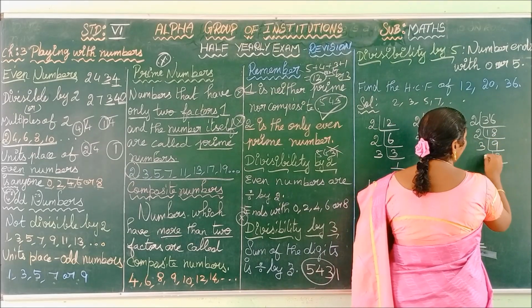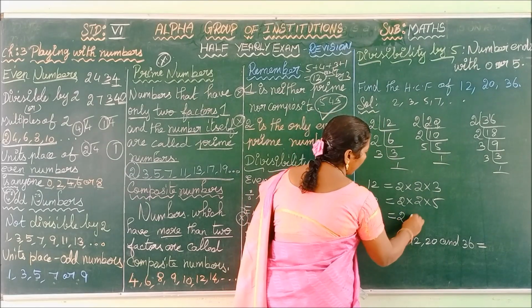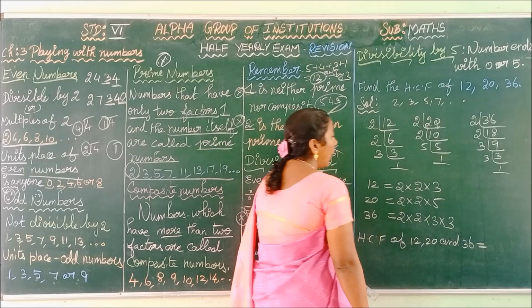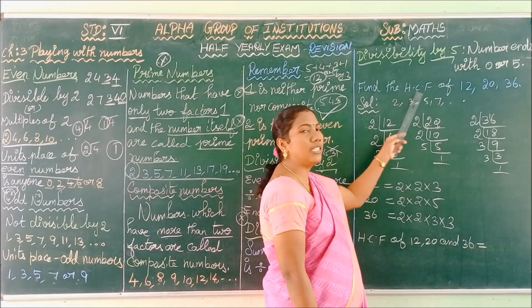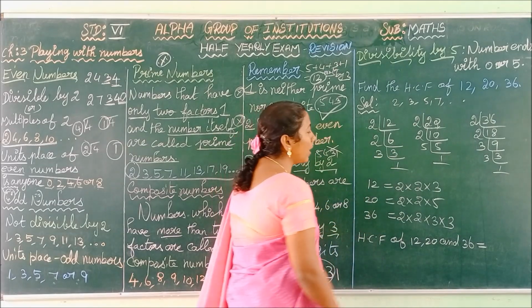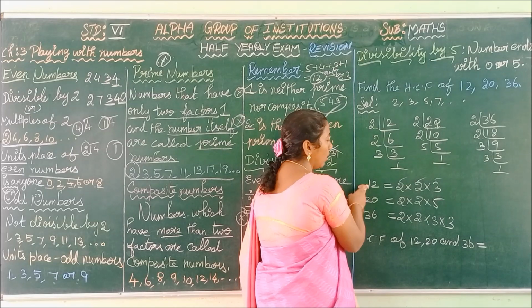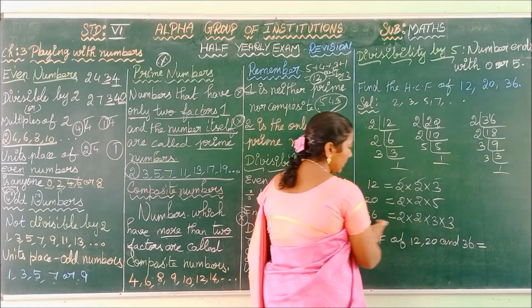3 3s are 9. Again 3, thus 1 time. Thus 36 is factorized as 2 into 2 into 3 into 3. After factorizing the given numbers, how can you find the HCF? By rounding off the common factors. 2, 2, 3 are the prime factors of 12, and similarly, these are the prime factors of 20. These are the prime factors of 36.